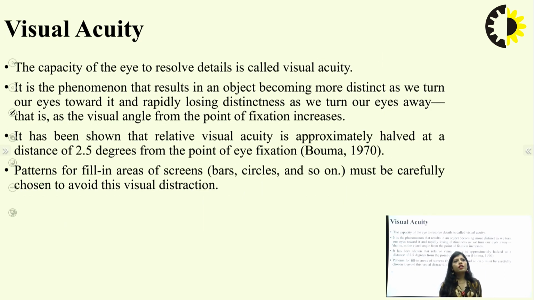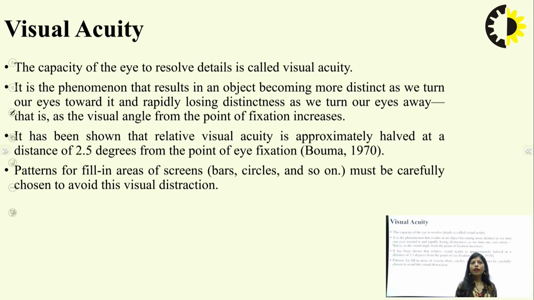The next characteristic is visual acuity. The capacity of the eye to resolve details is called visual acuity. What we see visually through our eyes, the human can absorb that information from the environment into our mind. This process is called visual acuity. Sometimes we remember the thing we saw at that time, at that place. So we remember that thing from our eyes.